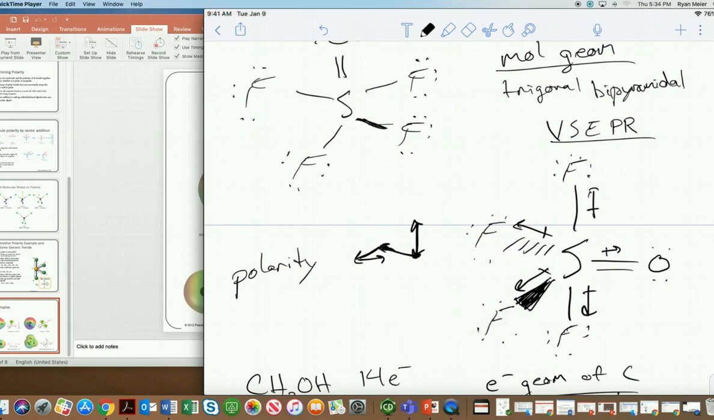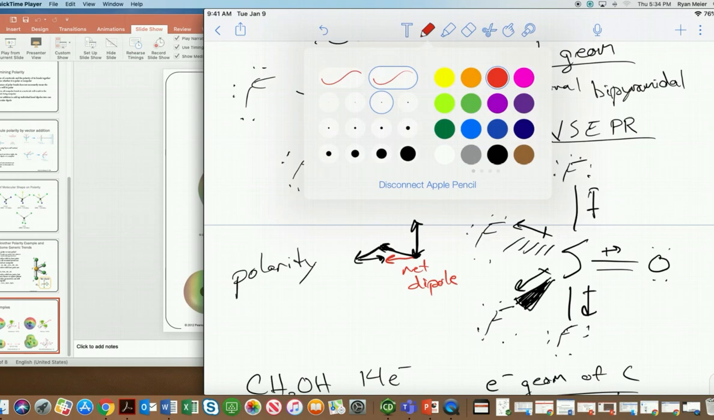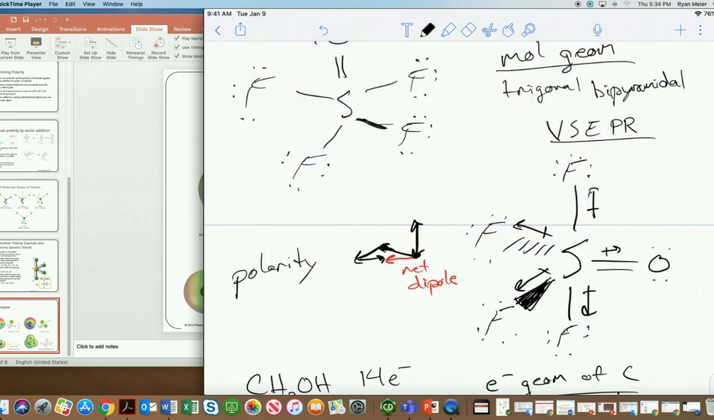So this was my starting point. Here was my end. Right? So I do have an overall net dipole that's going to be present, which means that at the end of all of this, my molecule is polar. Right? So for my polarity, this is a polar molecule.